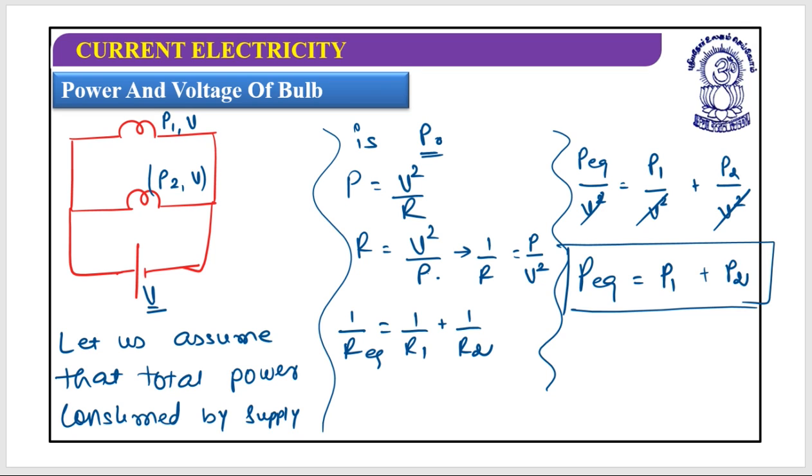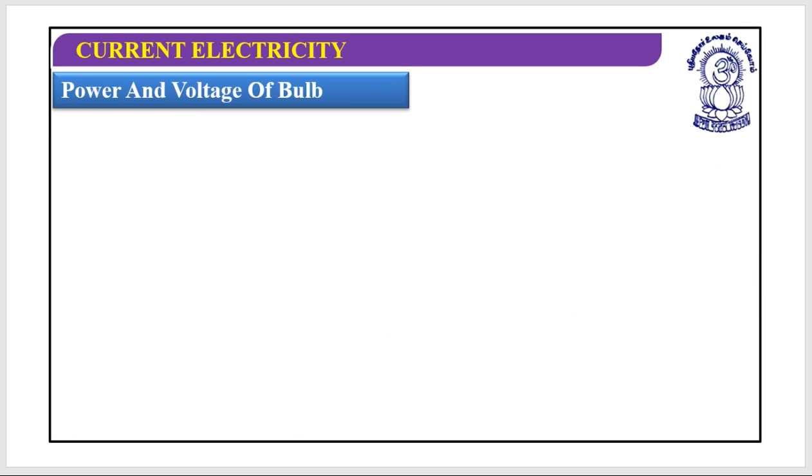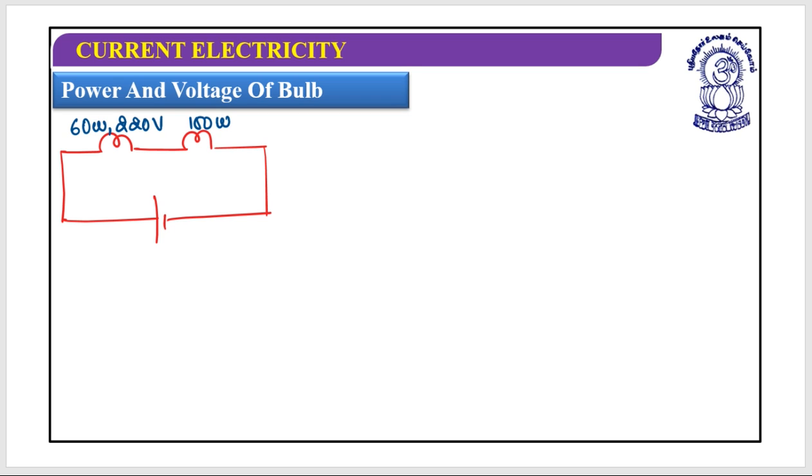Great. Let's look at the questions based on the same data. The data given is something like this: this is the first bulb, this is the second bulb, and they have been connected with a certain supply. The rating of this bulb is 60 watt, 220 volt. This is 100 watt, 220 volt, and they have been connected with a supply of 220 volt. As you can see, the supply voltage and their individual voltage rating are the same.